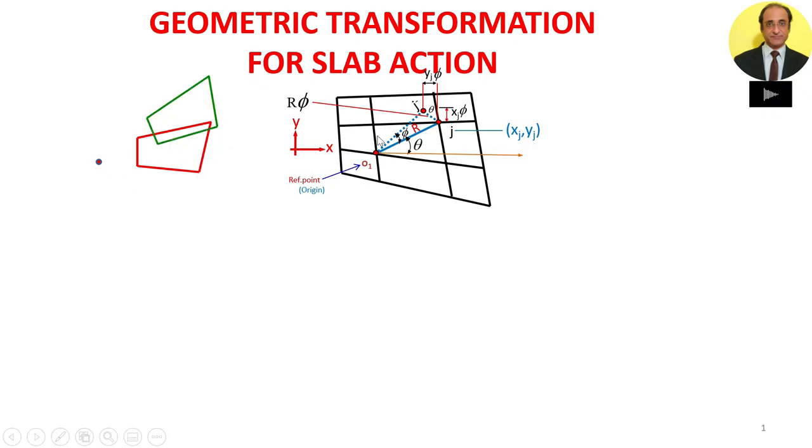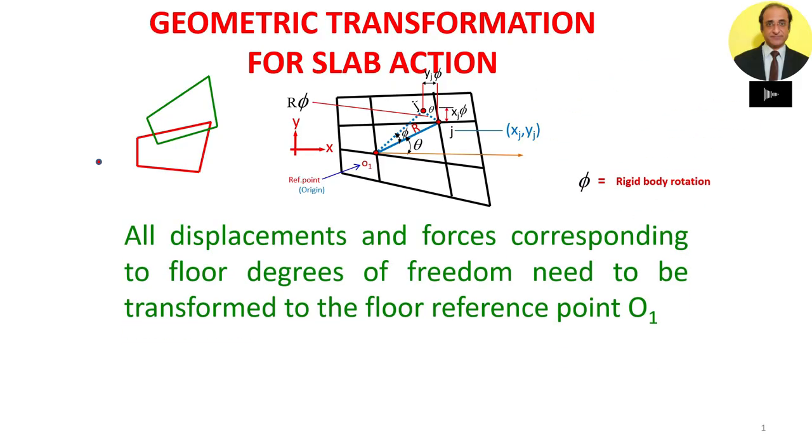Alternatively, we can consider a reference point within the slab, and we can then express the displacements of all other points in terms of the displacement and rotation of the reference point lying on the floor slab itself. We can choose this point as the origin of the coordinate system itself. So phi is the rigid body rotation, and all the displacements and forces corresponding to the floor degrees of freedom need to be transformed to the floor reference point.